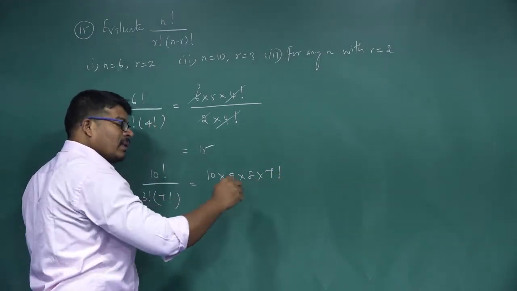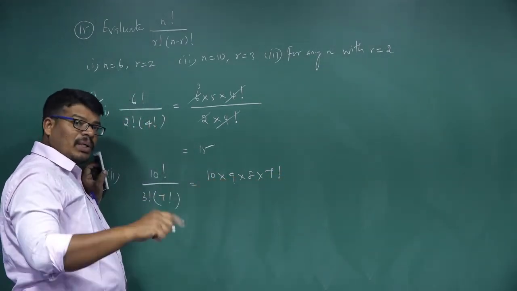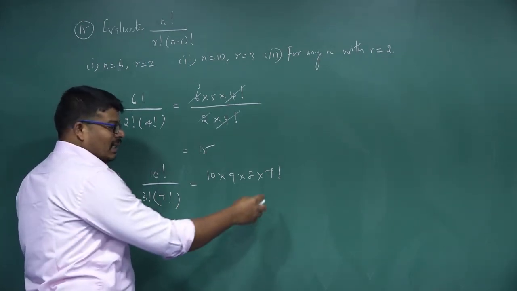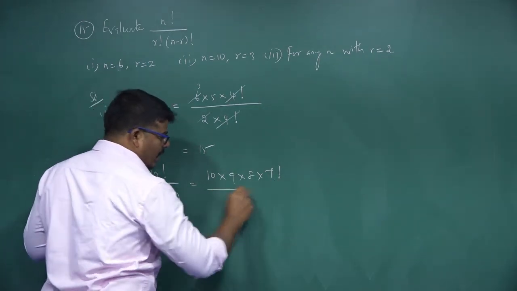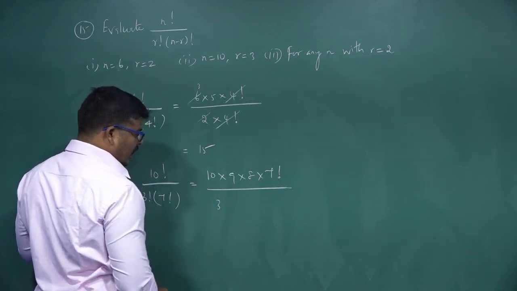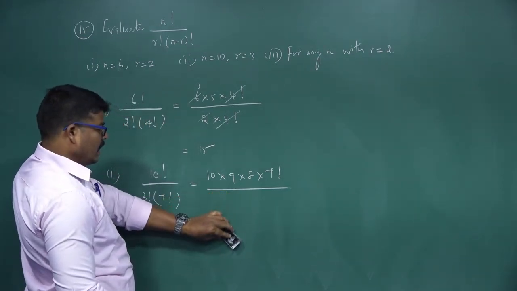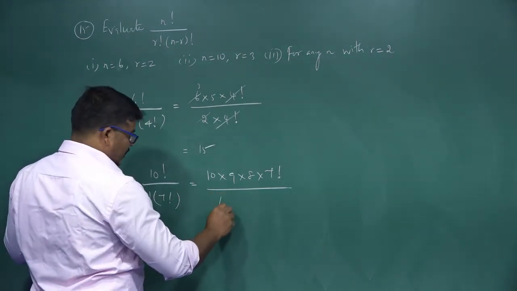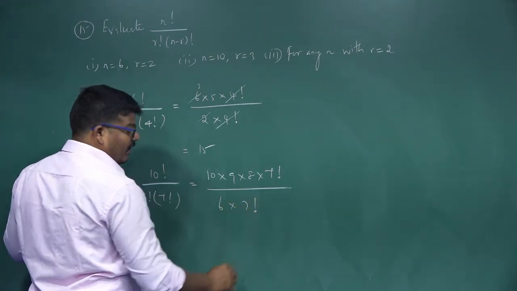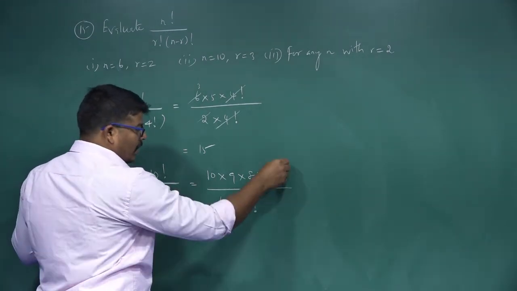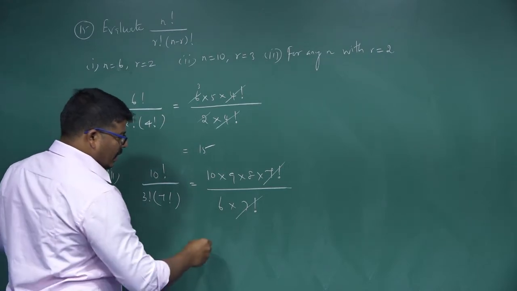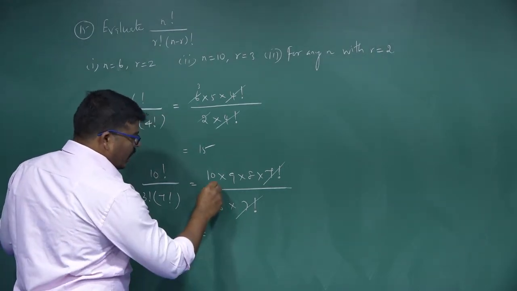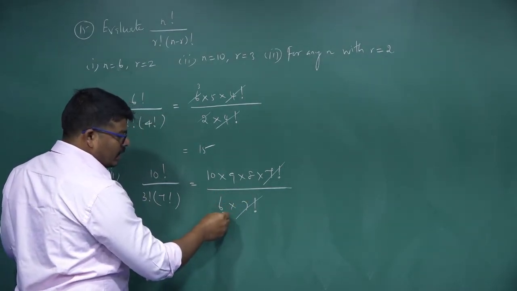This 7 factorial is the product of 7 natural numbers 1, 2, 3 up to 7. That is 7 factorial by 3 factorial. 3 factorial value is 1 into 2 into 3, that is 6, into 7 factorial. This 7 factorial cancels. The remaining value is 10 into 9 into 8 by 6.